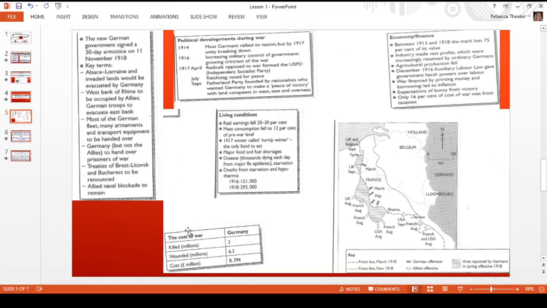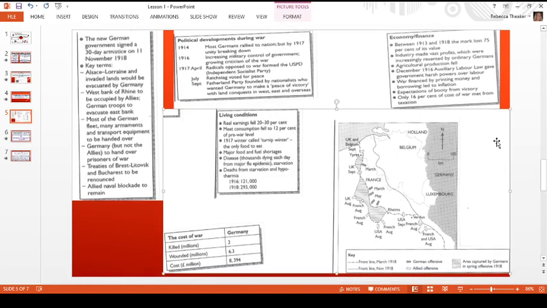Next box down here, the cost of war, and this is in the millions. Cost of war in terms of war dead, 2 million killed, 6.3 million injured, and then the total cost of war in the millions as well, 8,394.